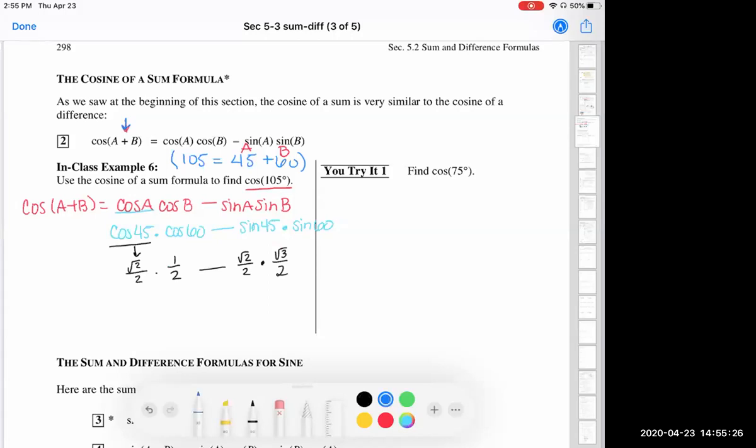All right, let's multiply across. Square root of 2 times 1 is square root of 2 over 2 times 2 is 4, minus square root of 2 times square root of 3 is square root of 6 over 2 times 2 is 4. We have the same denominator, so this simplifies to be 2 square root of 2 minus square root of 6 all over 4. Let's go ahead and box these. That's our answer.